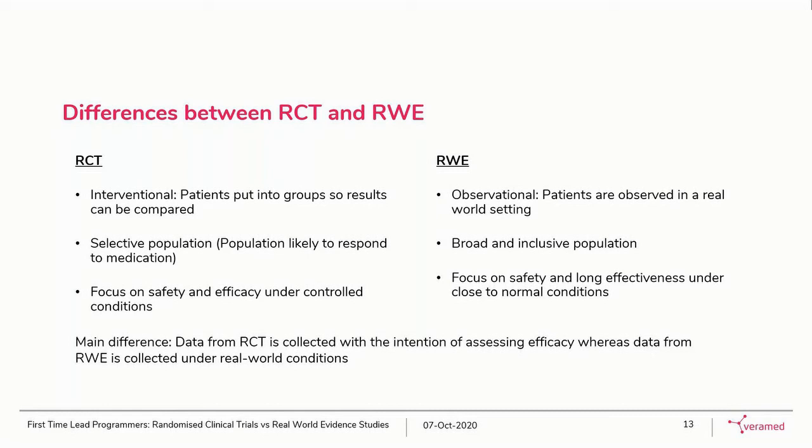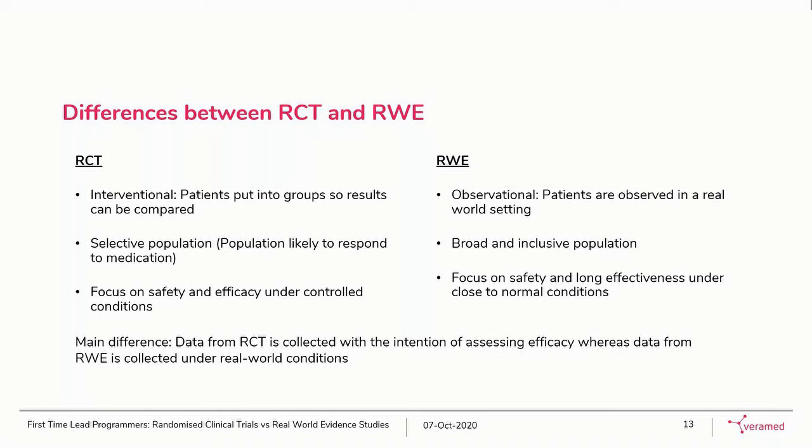There are many differences between these two types of studies. The first difference is that randomized clinical trials are interventional. Patients here are put into treatment groups so that the results can be compared. Whereas in a real-world evidence study, patients are observed in a real-world setting. The population selection is also different. Patients in a randomized trial are carefully selected, and this is based on a long list of inclusion and exclusion criteria, which would be outlined in the study protocol. Whereas the population in a real-world evidence study is broad and inclusive, with fewer exclusion criteria.